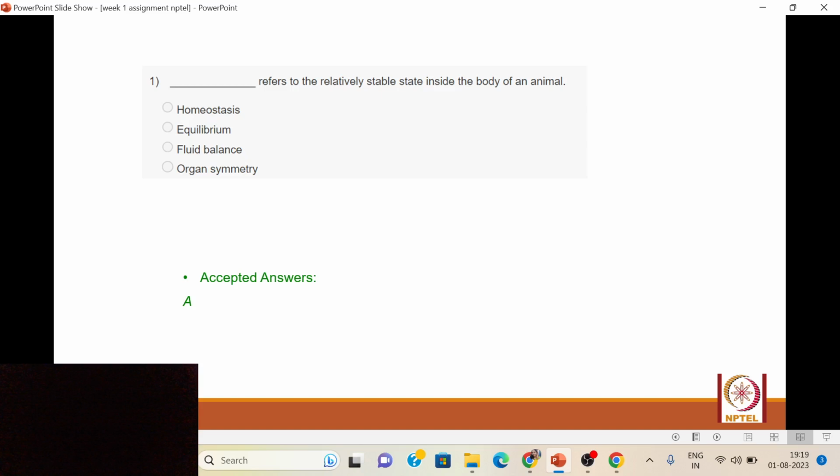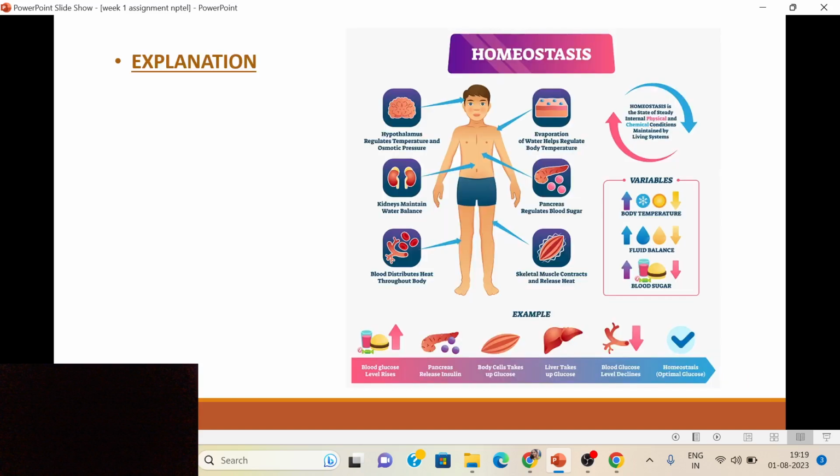Homeostasis refers to the relatively stable state inside the body of an animal. So as you can see here in the figure, many variables like body temperature, fluid balance, blood sugar levels regulate the homeostasis in our body, and many actions take place to regulate the homeostasis levels in our body, like hypothalamus regulates the temperature and osmotic pressure, kidneys maintain water balance, blood is distributed throughout our body through the blood vessels, skeletal muscles contract and release heat, pancreas regulates the blood sugar, and evaporation of water helps regulate our body temperature.